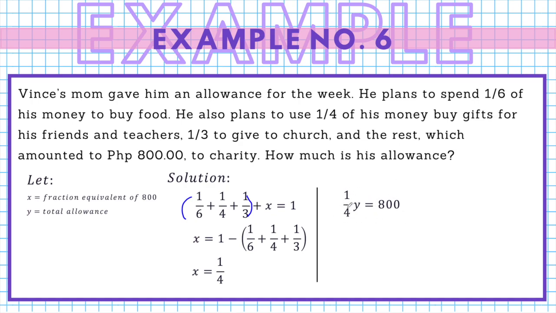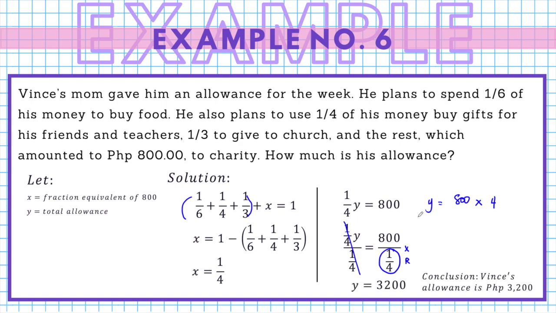We know that if we want to get a fraction of a whole, we need to multiply. Now, we know that 1/4 of the total allowance is 800. We can easily solve for y by dividing both sides by 1/4. Dividing both sides by 1/4, we can easily cancel this. Then we have y is equal to 800 over 1/4. To divide this, we get the reciprocal of 1/4 and change the operation into multiplication. So we have 4 times 800, which is the total allowance of Vince.